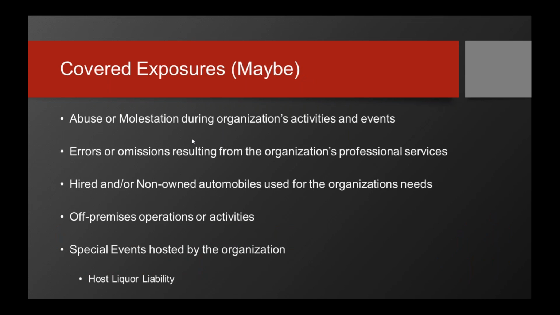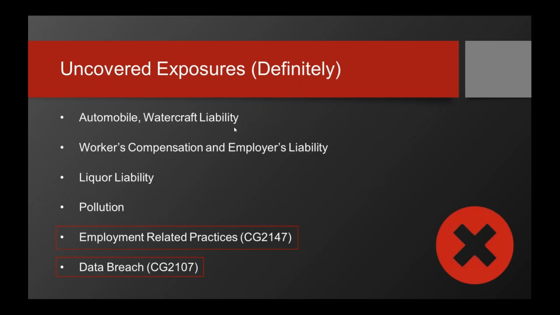Here's where it gets a little bit dicey, where you don't know whether there's coverage or not. Abuse and molestation during an organization's activity, errors and omissions resulting from the organization's professional services, HNOA, or hired non-owned auto, things that are off-premise, maybe some special events, some host liquor. Those are things that may be covered on GL, may not. And a lot of them may not unless endorsed to do so. And here are the things that are definitely not.